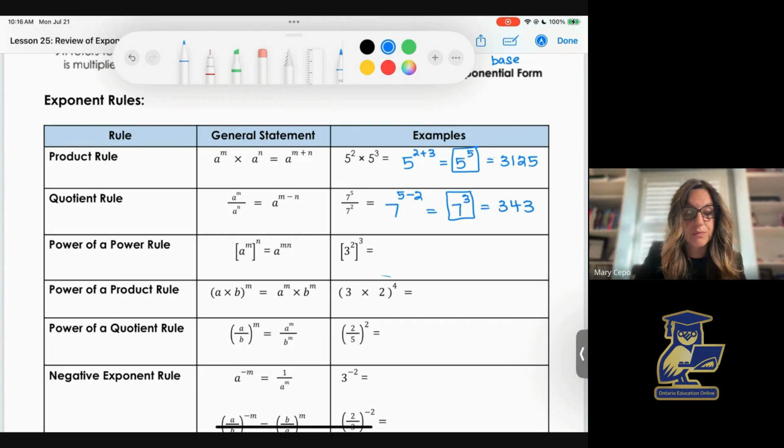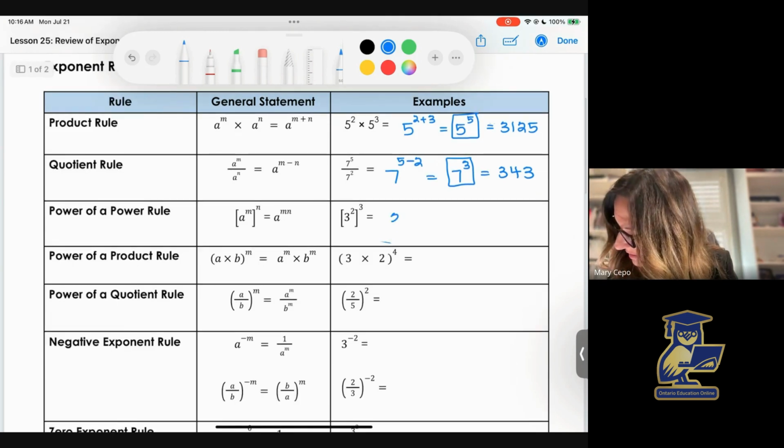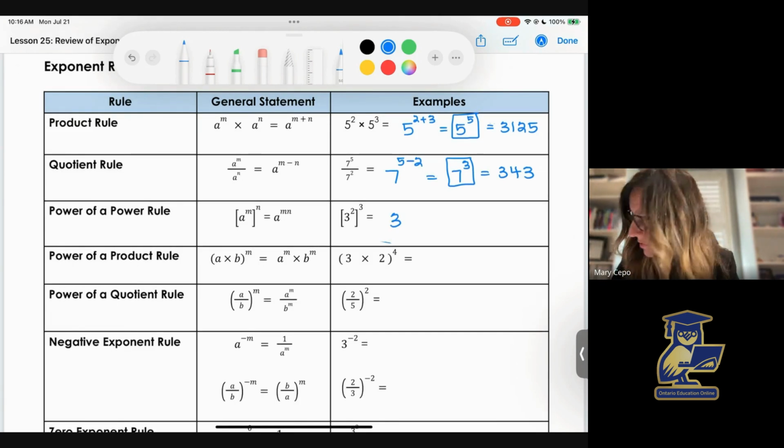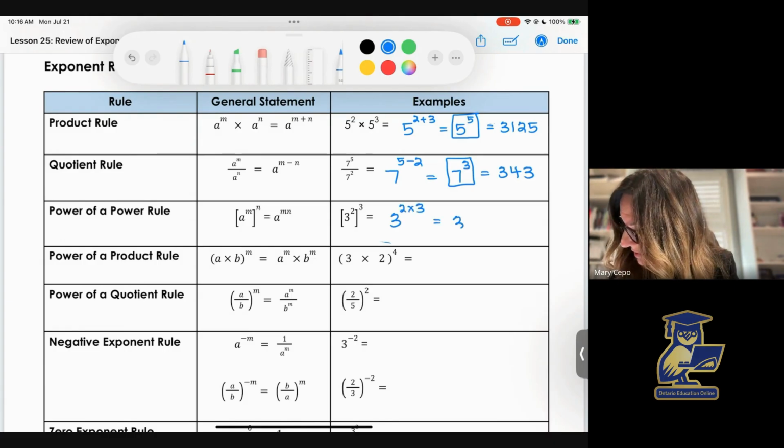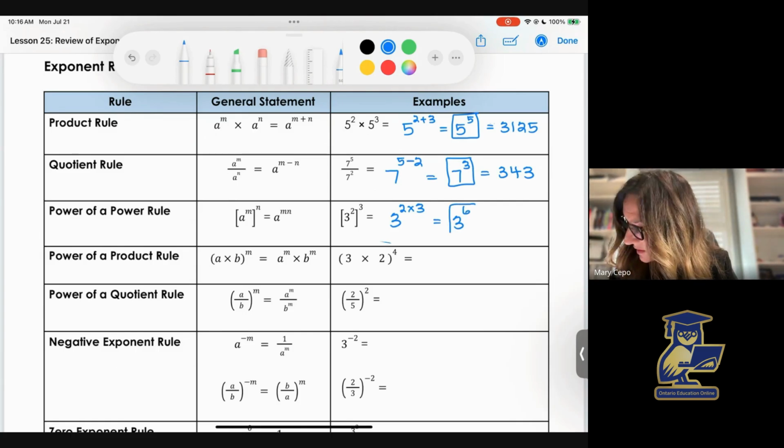Power of a power rule. If you have a power to an exponent, you would multiply those exponents. So again, you keep the base. So in this case, the base is 3 to the power of 2, all to the power of 3, which means we're going to take 2 times 3. 2 times 3 we know is 6. 3 to the power of 6 means 3 multiplied by itself 6 times would result in the value of 729.